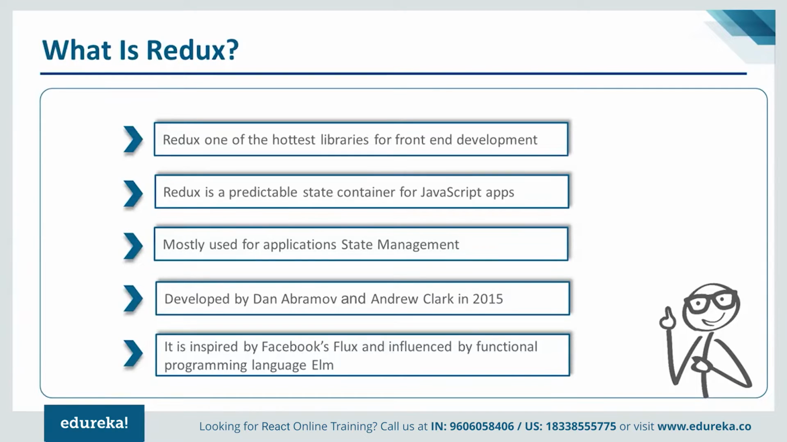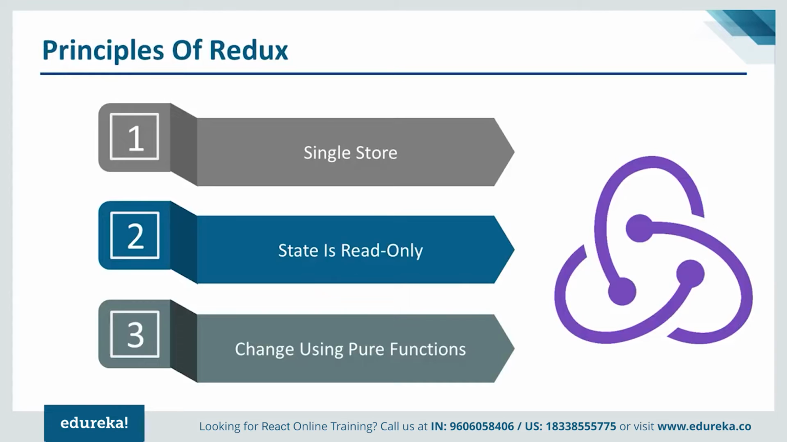And to support this statement, I can give you evidence that if you check on GitHub, Redux has more stars, more popularity as compared to Flux. Now, what are the basic principles of Redux? There are mainly three core principles of Redux. First, it has a single store. Second, the state is read-only. And third, changes are made using pure functions.